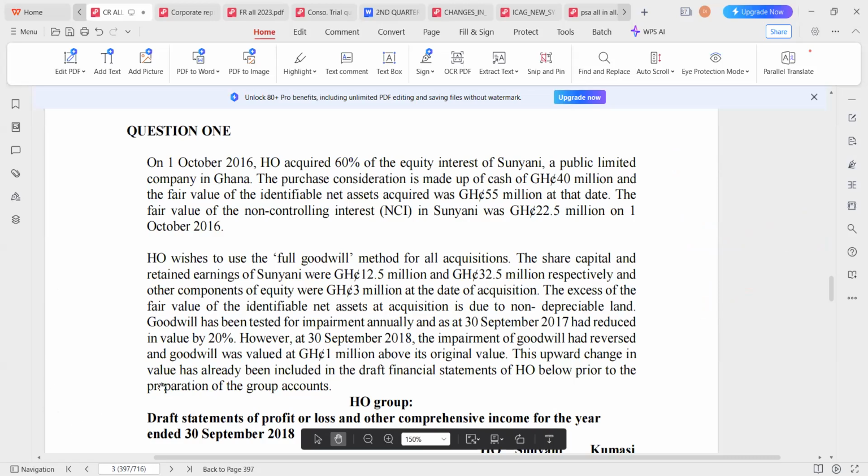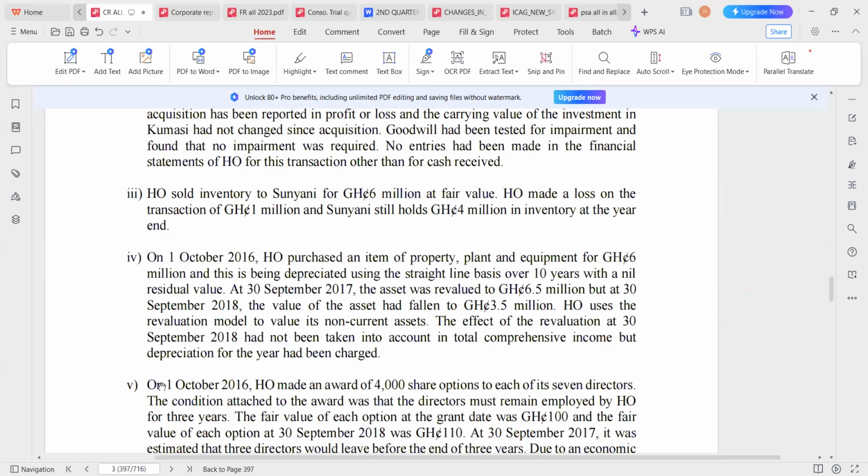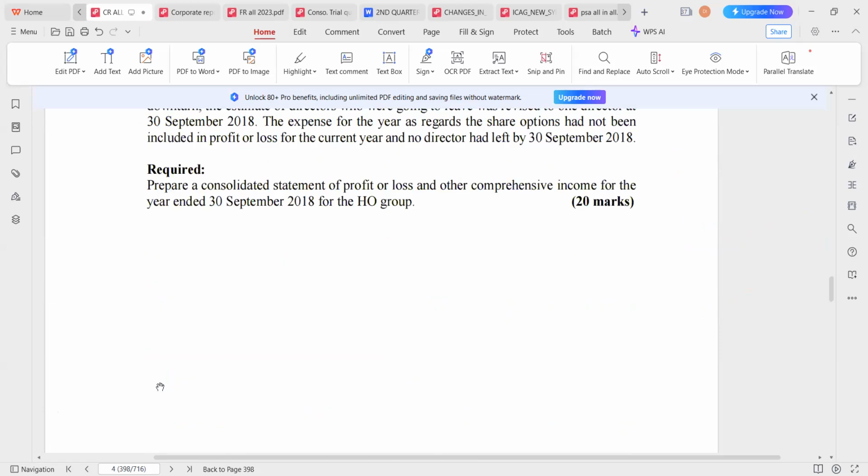First of all, let's go through the requirements. It says: prepare a consolidated statement of profit or loss and other comprehensive income for the year ended 30th of September 2018 for Whole Group.